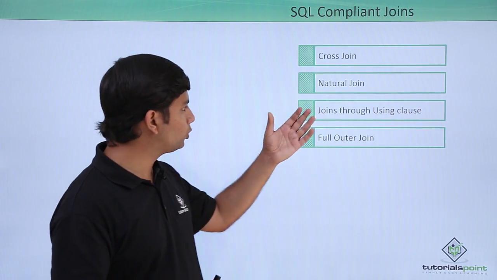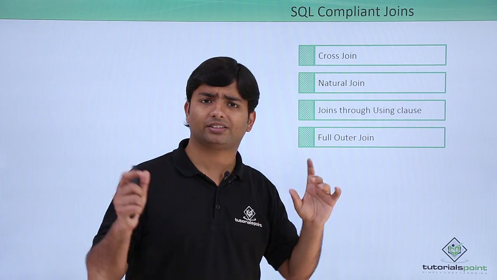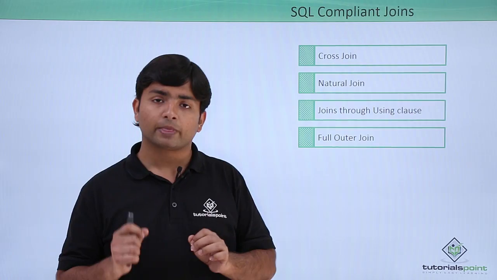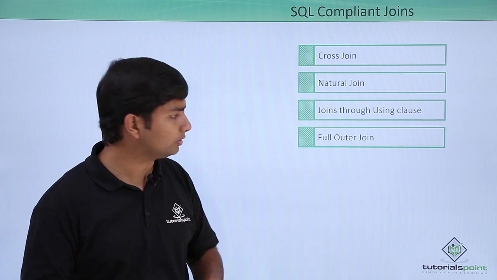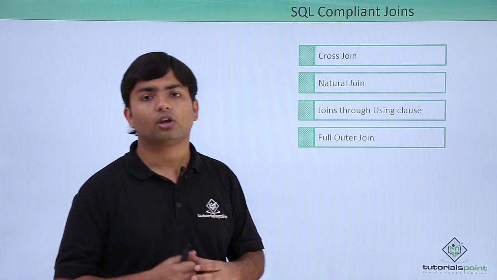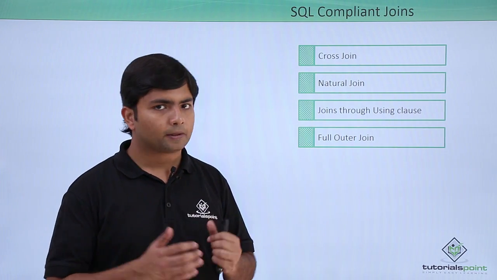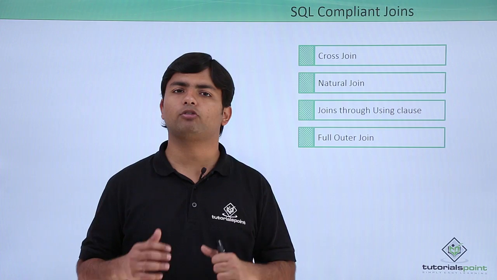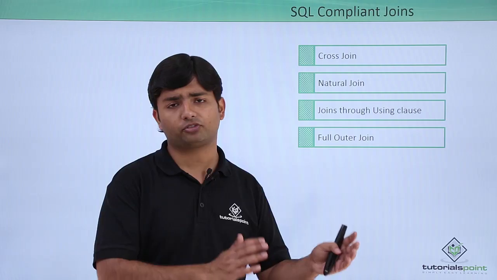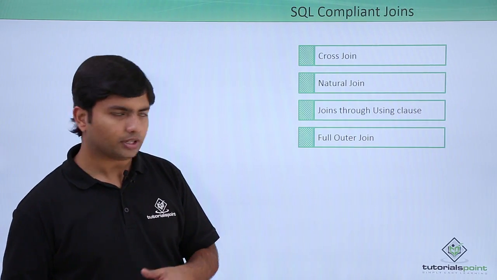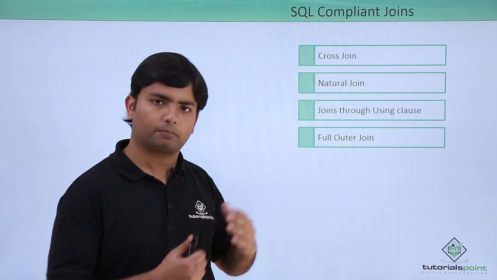But if you don't want to go for both the columns, you can use the using clause, and inside the using clause you can just pass the name of the column which you want to make the common field between the two tables. And the last is full outer join, which is a combination of left and right outer join. Basically this full outer join will give you the full details, meaning all the records from both the tables, that is from the left as well as from the right. So let's go quickly and see how we can use these joins practically.